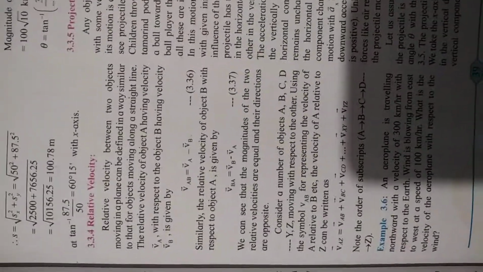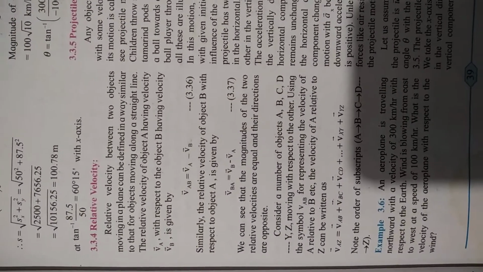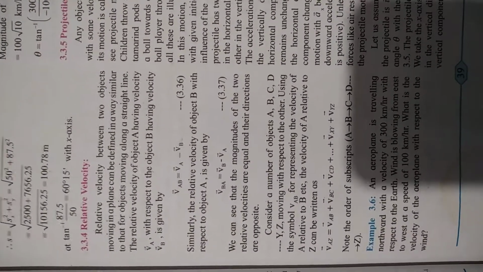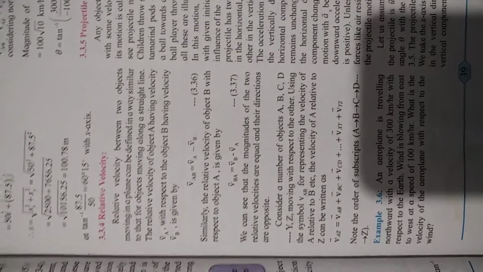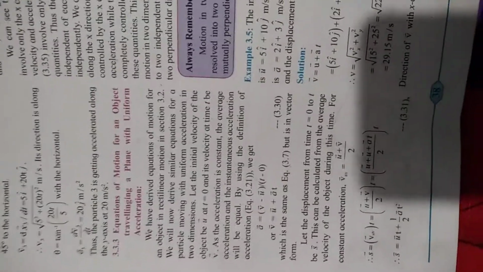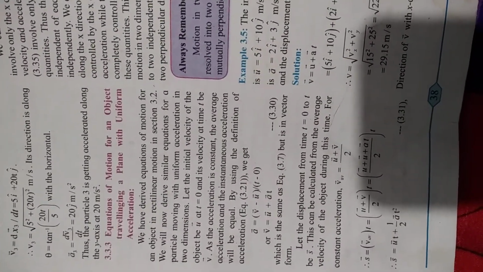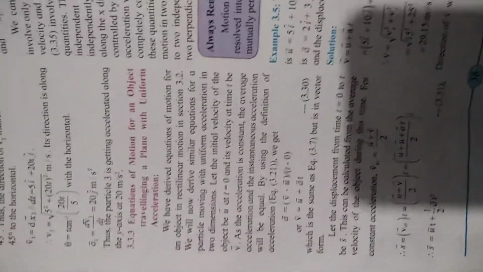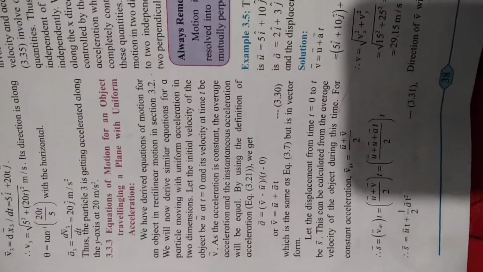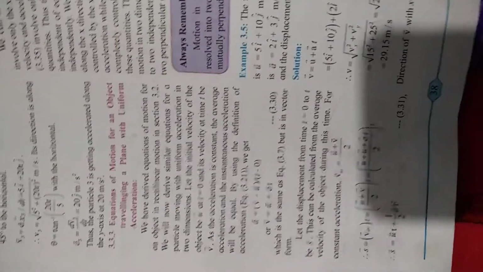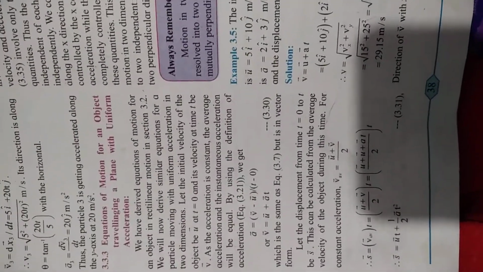Now next point is relative velocity. What is relative velocity? We will see this relative velocity. Before that, we have the equations of motion of a particle. Let us discuss this. Equation of motion of an object traveling in a plane with uniform acceleration. Now what is uniform acceleration? Uniform means same, not going to change. So with the same acceleration, a particle is performing a motion. We are going to see the equations of that.